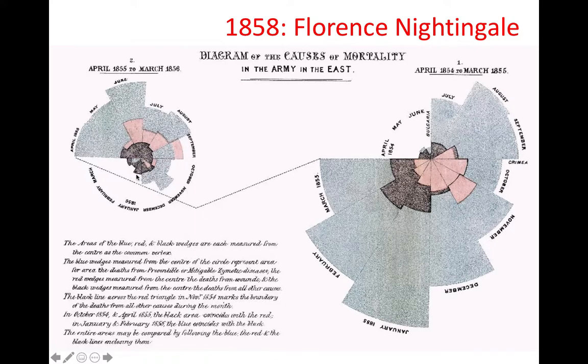Far fewer soldiers died in the 2nd year, especially from disease. So, what happened in March 1855? That's when the British government sent the Sanitary Commission to Crimea to clean up the field hospitals. The result? A dramatic reduction in disease in the last year of the war.